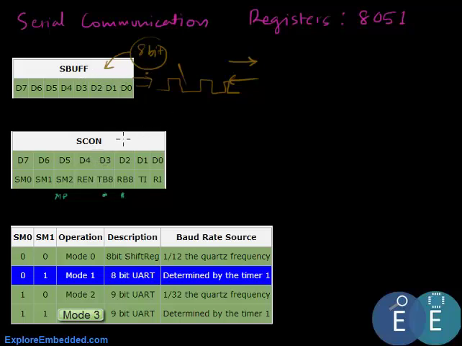The next register is the serial control register, or the SCON register. If you could see, again this is an 8-bit register.